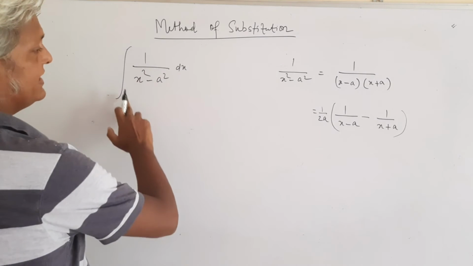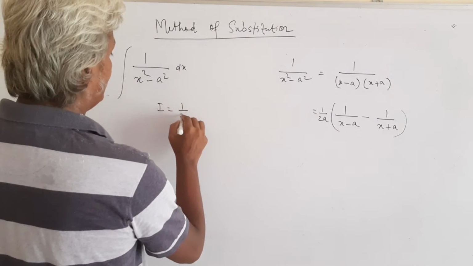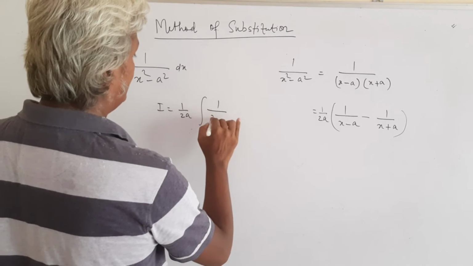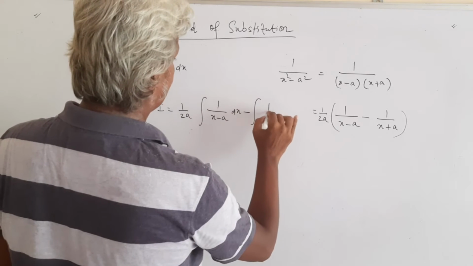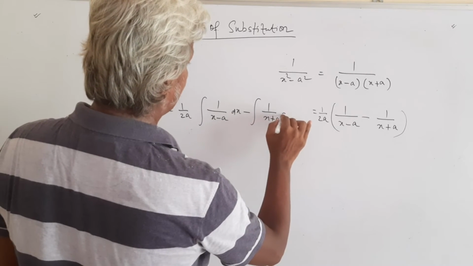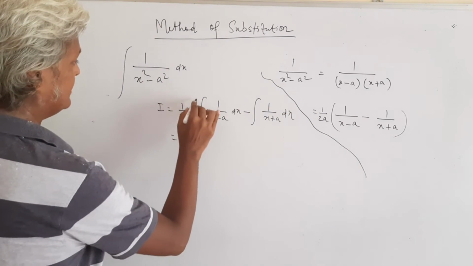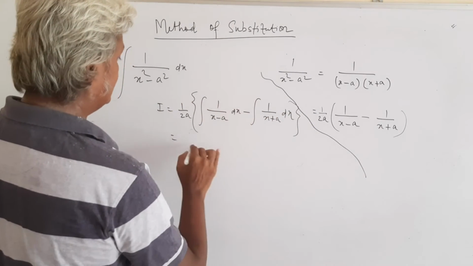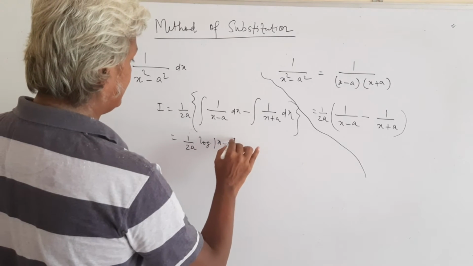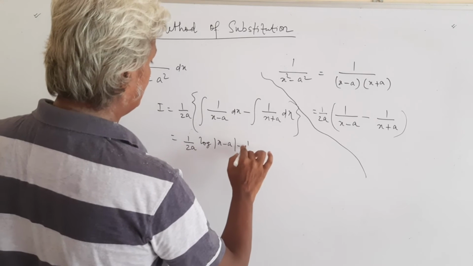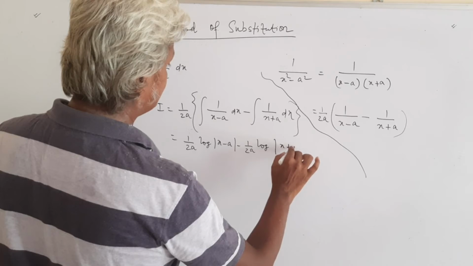So instead of integrating this one, I'll go for the integration of this one. So I is 1 over 2a, integration of 1 over x minus a dx minus integration of 1 over x plus a dx. These are the formulas. Here I write a curly bracket, so 1 over 2a log mod x minus a minus 1 over 2a log mod x plus a.